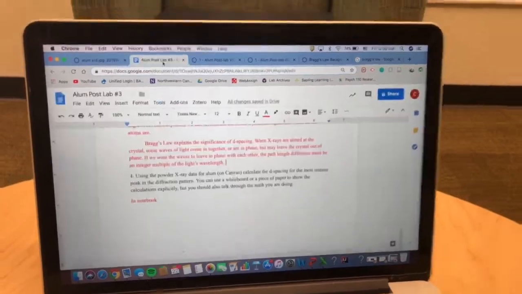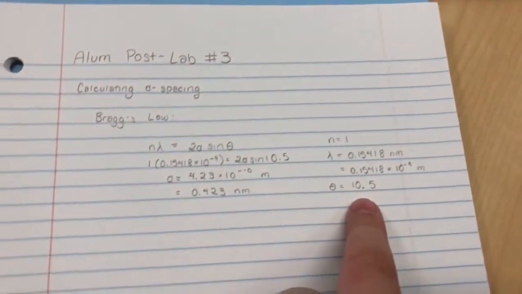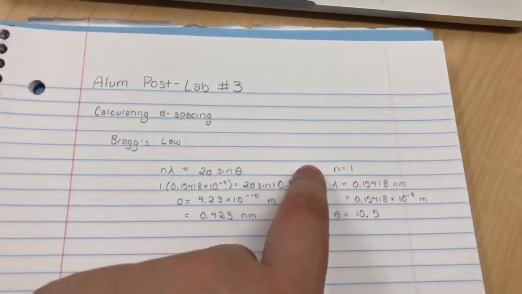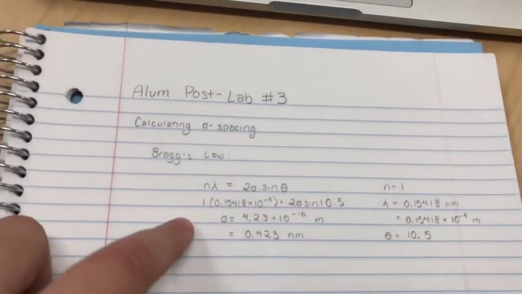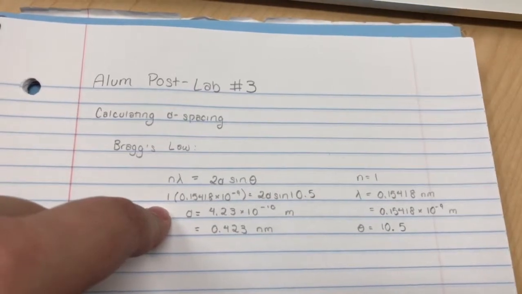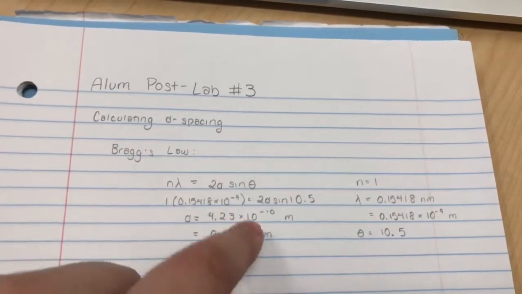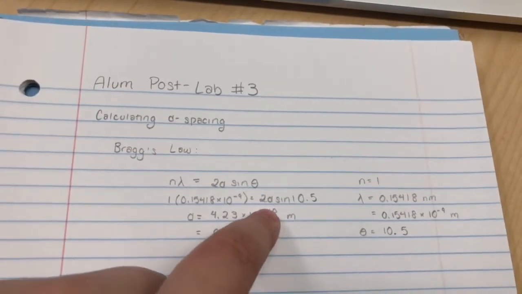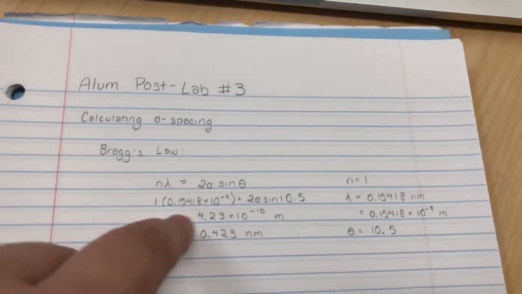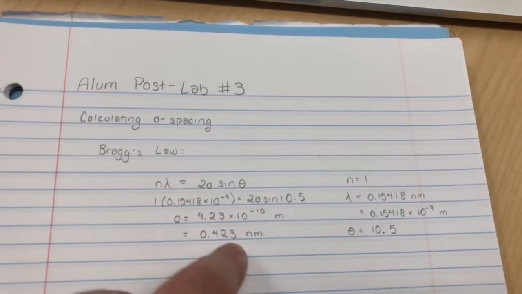Because we want theta in our Bragg's law equation, we did 21 divided by 2 to get 10.5. And we were given that n equals 1. So when you plug into this equation, you get 1 times 0.15418 times 10 to the negative 9th meters equals 2 times the d spacing times sine of 10.5. So we calculate d to be 4.23 times 10 to the negative 10th meters, or 0.423 nanometers.